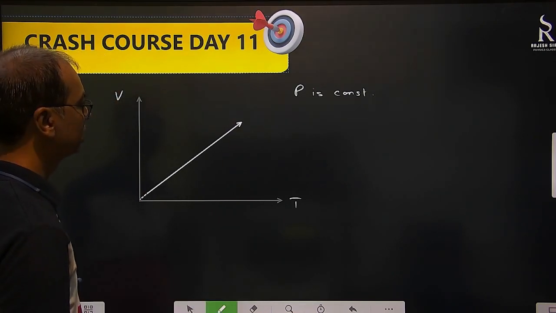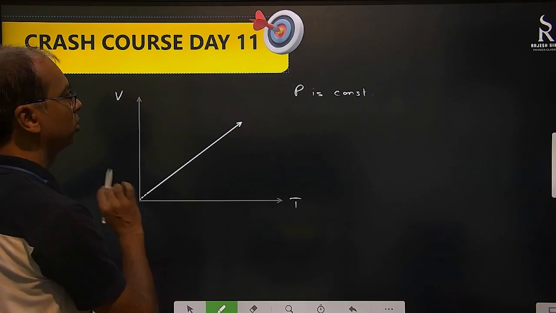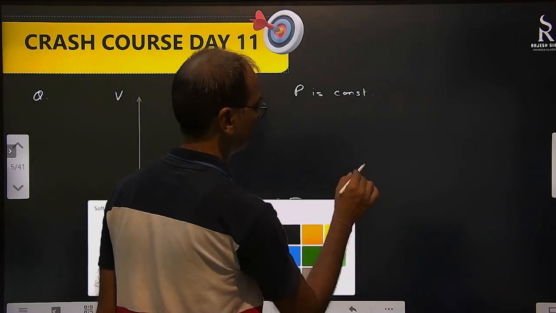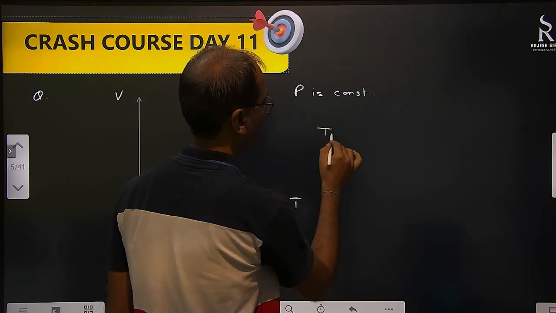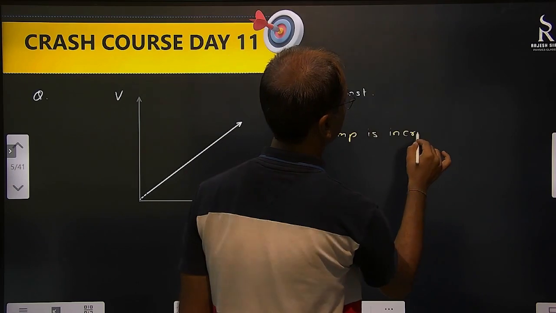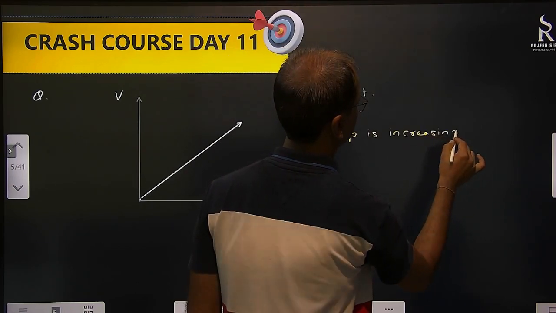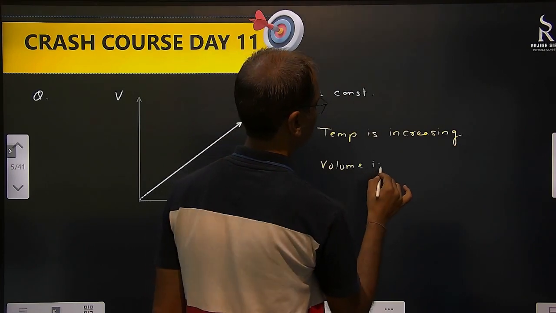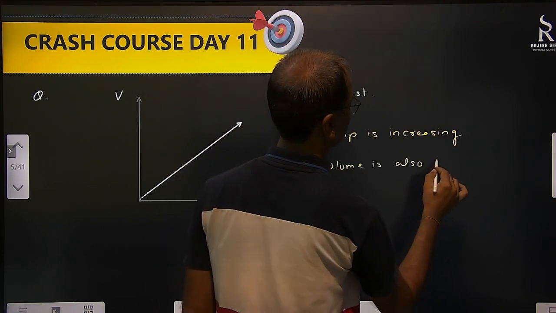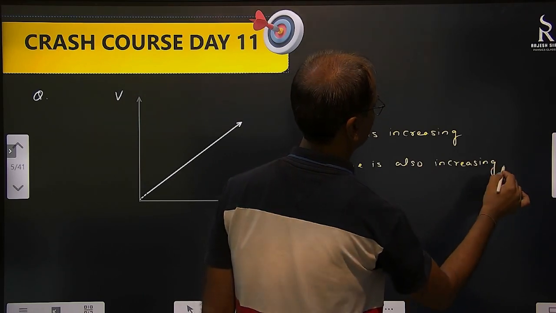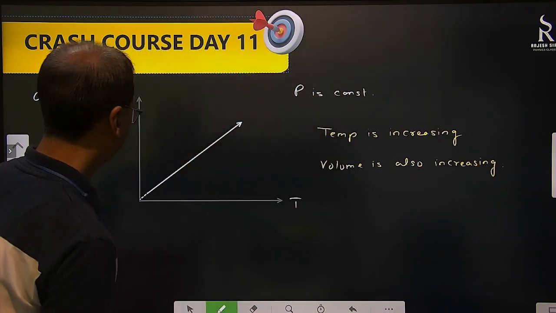Now, what is happening in this? Temperature is also increasing, volume is also increasing. Okay, temperature and volume both are increasing. Temperature is increasing, volume is also increasing. Okay, fine. And its slope?